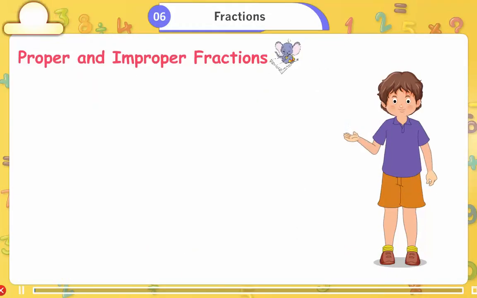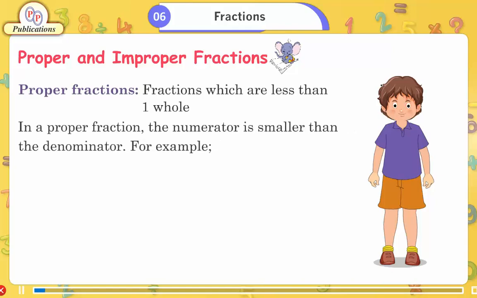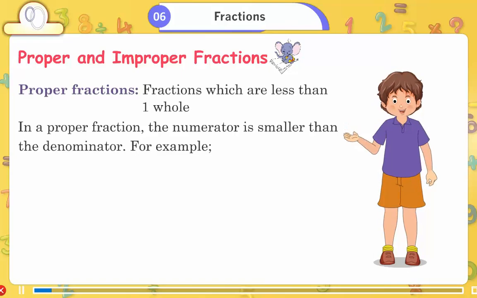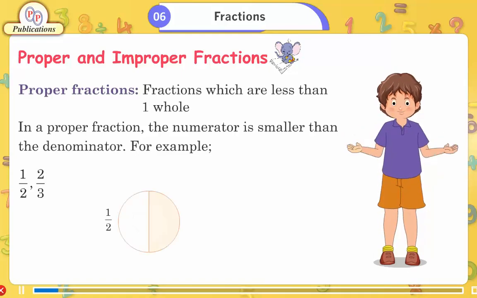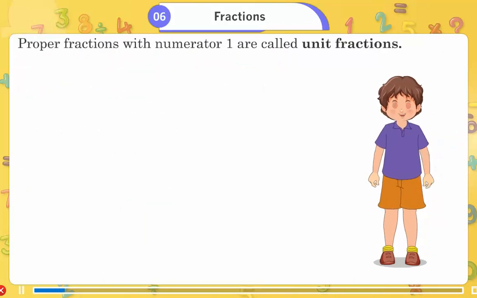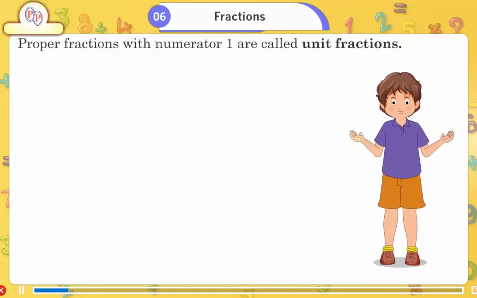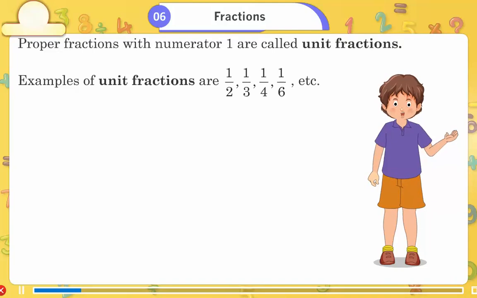Proper and improper fractions. Proper fractions: fractions which are less than one whole. In a proper fraction, the numerator is smaller than the denominator. For example, 1 upon 2, 2 upon 3. Proper fractions with numerator 1 are called unit fractions. Examples of unit fractions are 1 upon 2, 1 upon 3, 1 upon 4, 1 upon 6, etc.